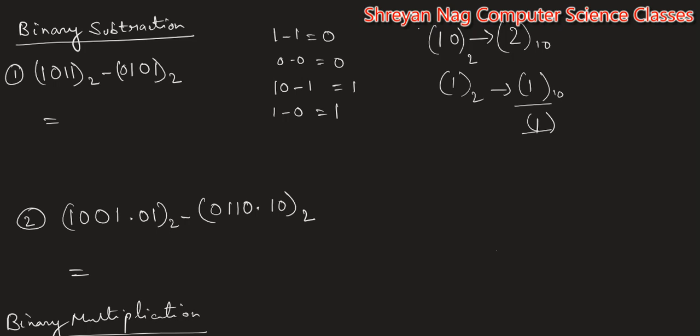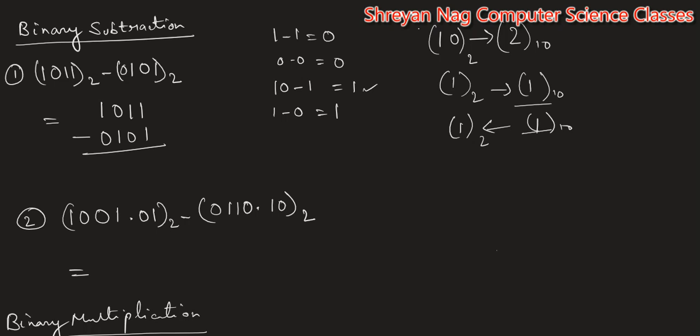1 only. So 1 in terms of binary is also 1. So that is why we are writing 1. Hopefully you have understood. So let's solve this problem: 1 0 1 1 minus 0 1 0 1.